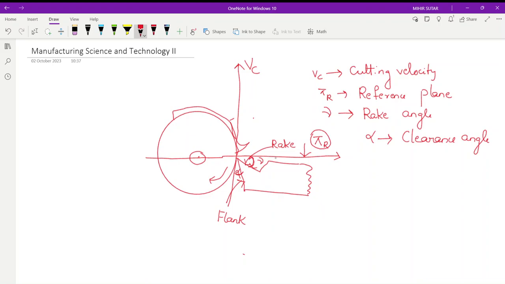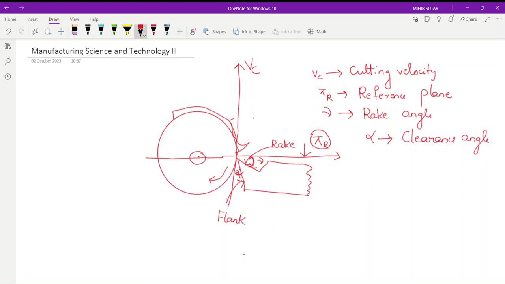Okay, so what is rake angle? Rake angle is the angle of inclination of the rake surface of the tool from the reference plane. You can see that this is the reference plane. So what is this rake angle? Rake angle is the angle of inclination of the rake surface of the cutting tool from the reference plane pi r. That is the rake angle, and it is provided to facilitate machining work.